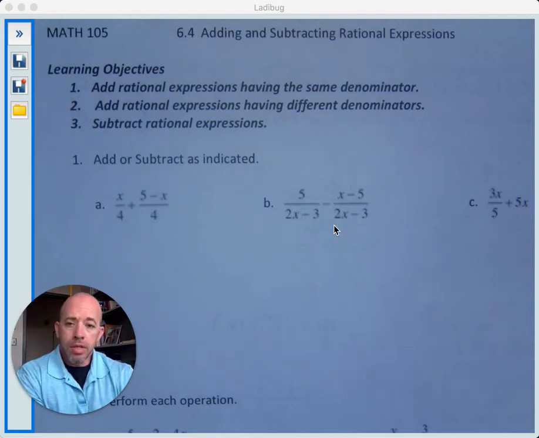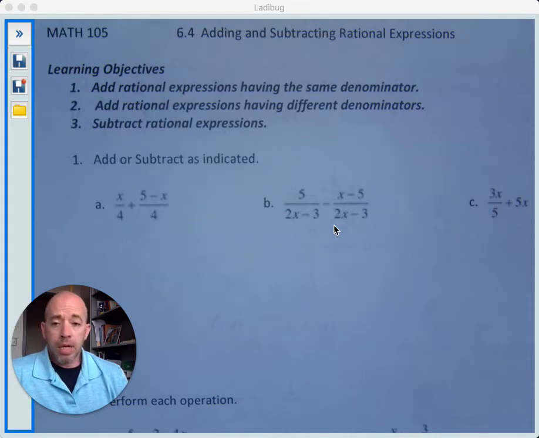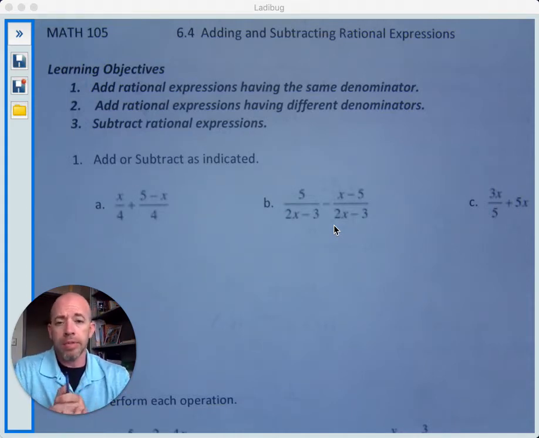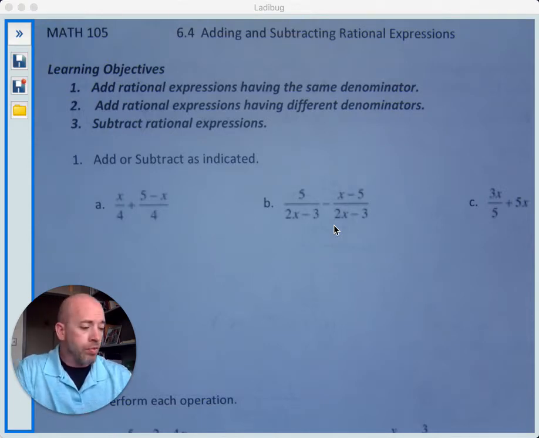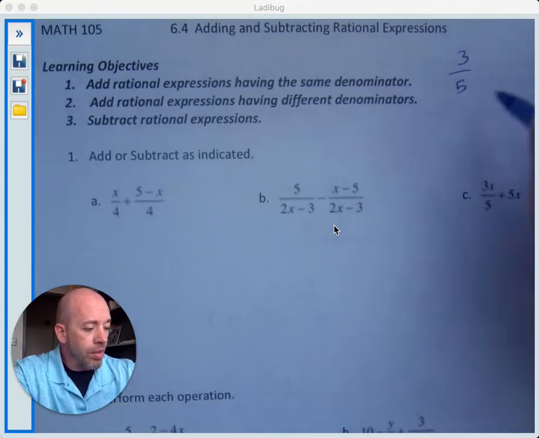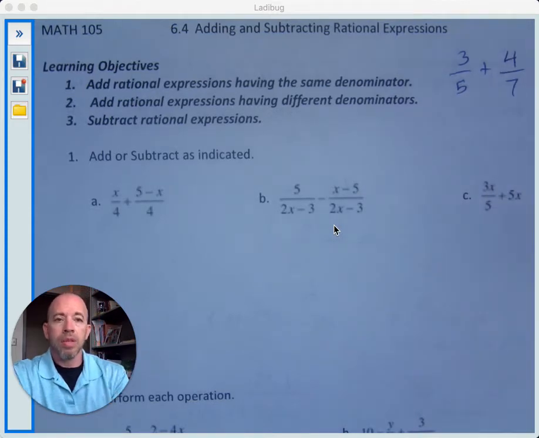Okay, we're going to start talking about adding and subtracting rational expressions. So let's go back again. I like to go back to the elementary days when we added fractions and how we actually did that. So if we had something like 3/5 plus 4/7, how do we do that?